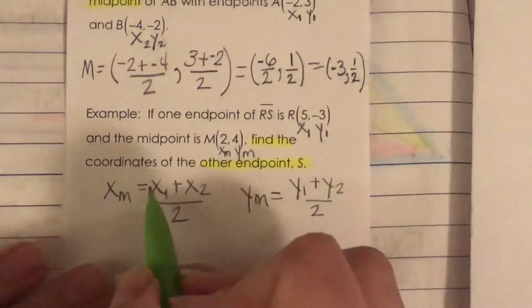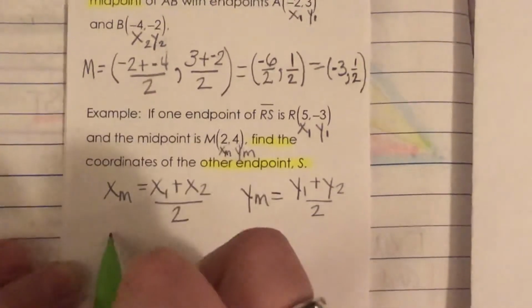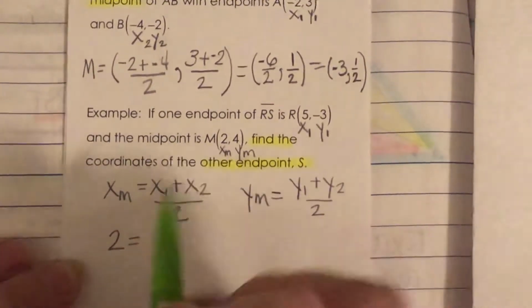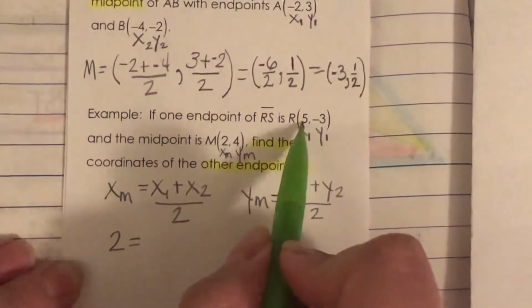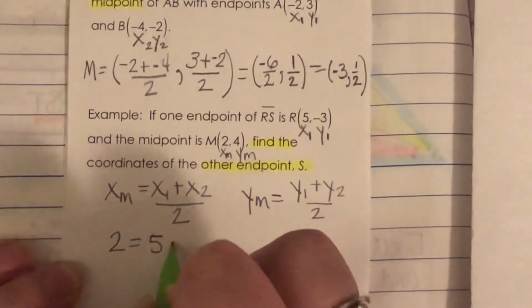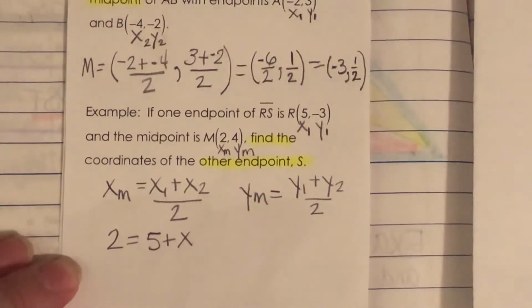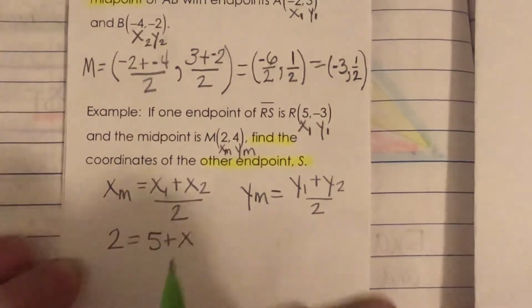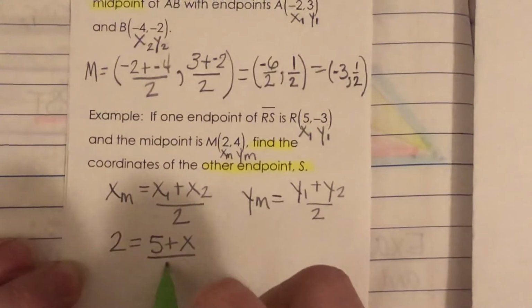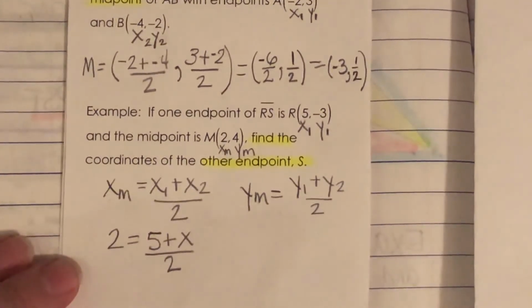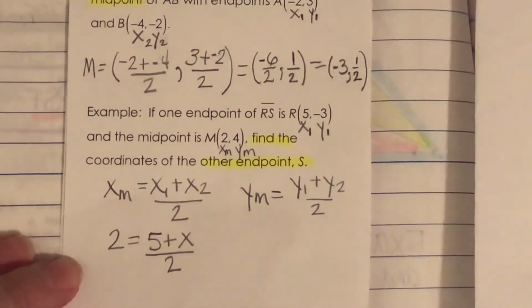Okay, now XM is 2, so I'm going to put a 2 here. X1 is 5, so I'm going to put a 5 here. Plus, I don't know X2, so I'm going to make it just X. You could leave the 2 if you want, but it doesn't have to be there. And I'm going to put the 2 there. We can solve this problem. Let's go ahead and do that.